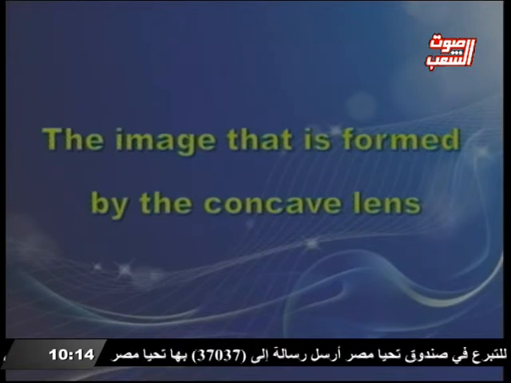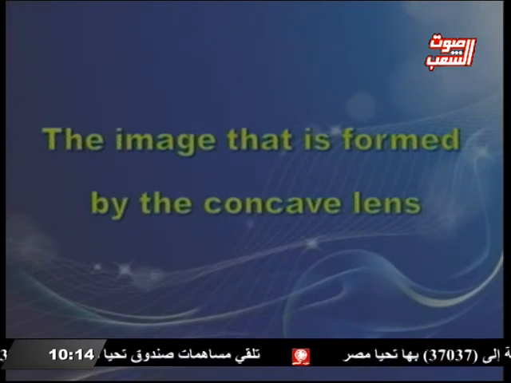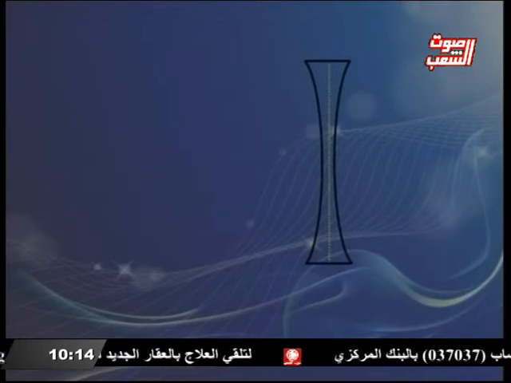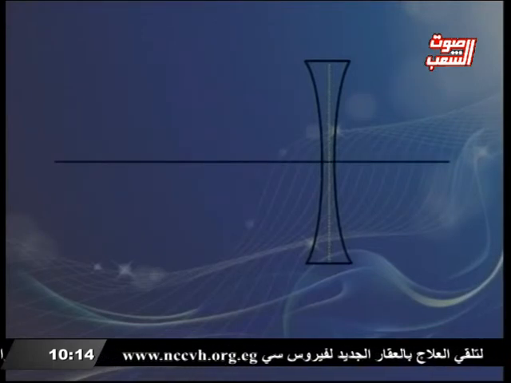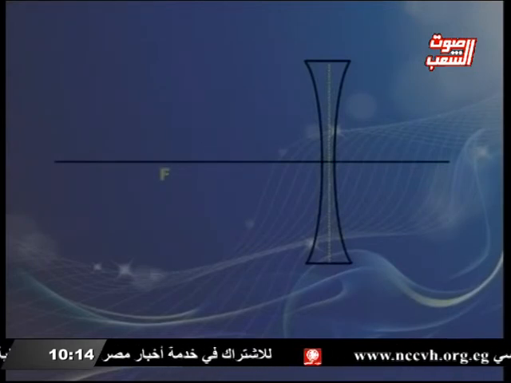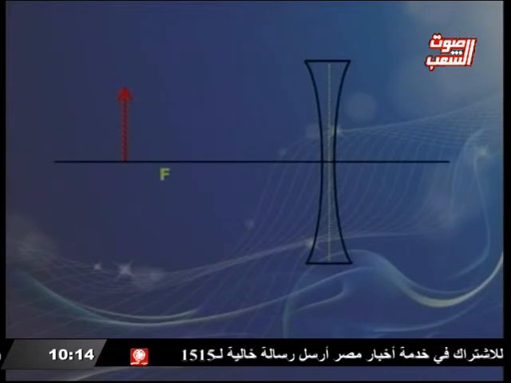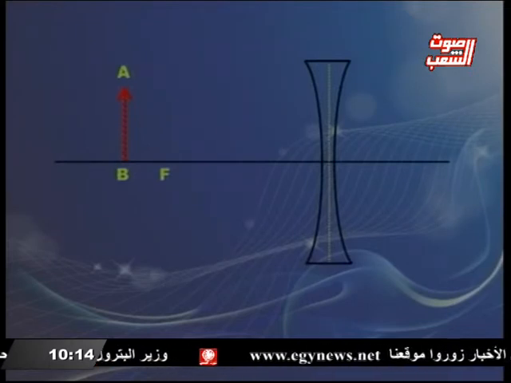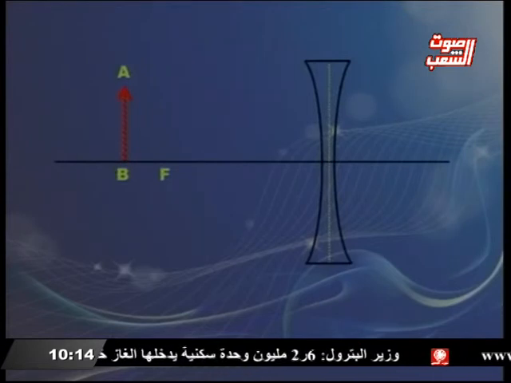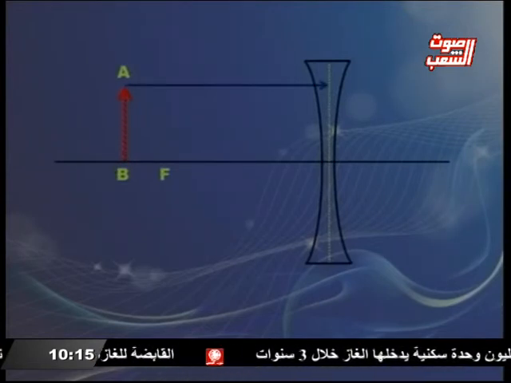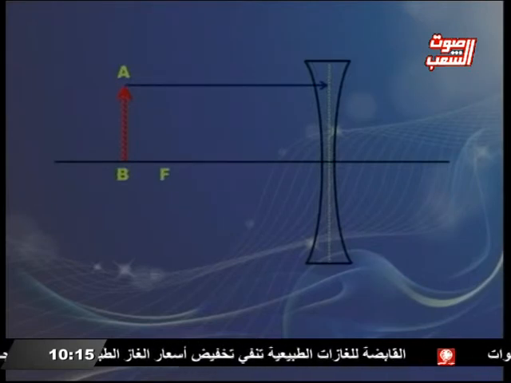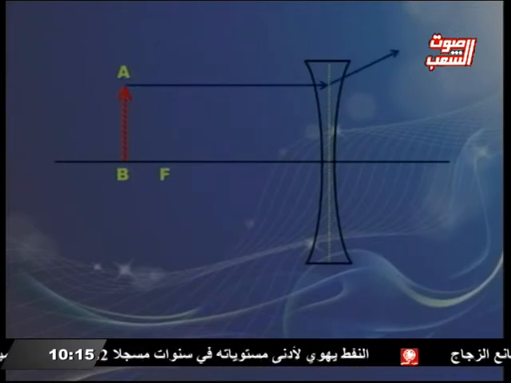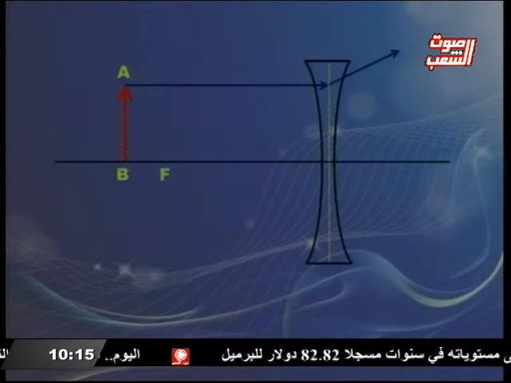The image that is formed by a concave lens. I need the image by a concave lens. So here we have the concave lens like this, and we have the principal axis. After that we have the body, after F, before F, before M, or after M, at any distance from the concave lens. After that we have the light ray that comes out from the body in a red line. AB is the body, and we have this light ray that is parallel to the principal axis and passes away from this lens. Why? Because the lens diverges light rays.